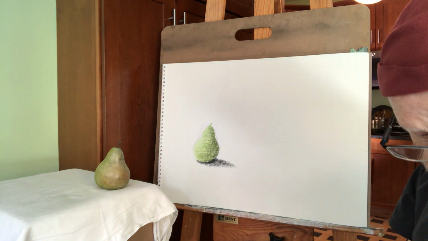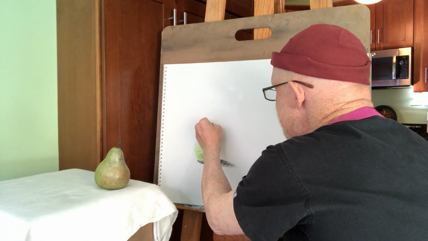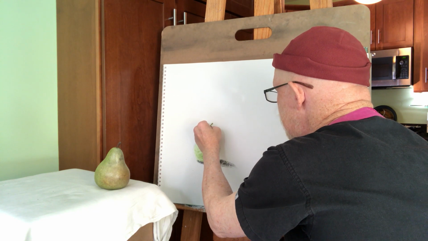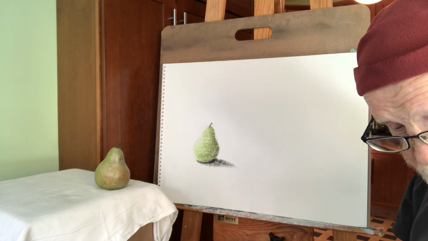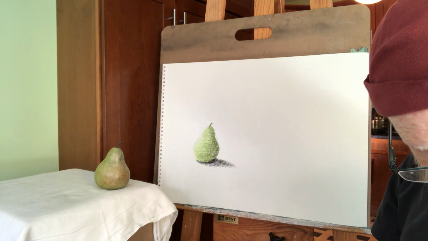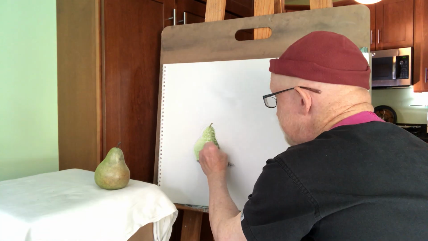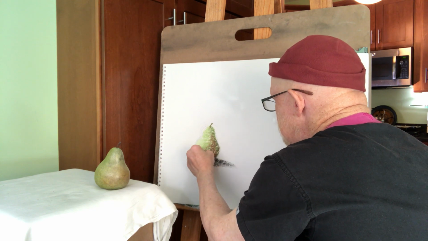Now, the stem on that one is actually sort of a brown color, so I'm going to add some brown here. All right, again, the local color. And also, I'm going to add a little blush to this, because that pear has a little blush. Just like so.